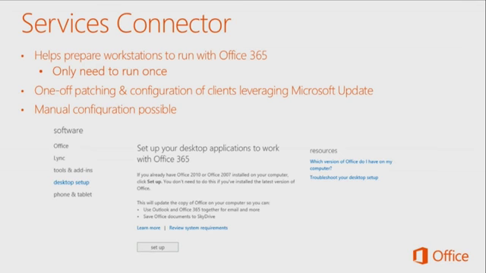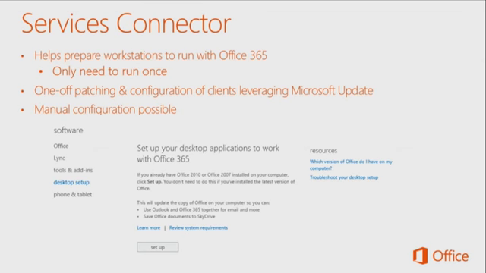So the Services Connector helps prepare the workstations to run. This is part of the desktop setup of the PCs. It only needs to run once. It does some one-off patching and configuration. When you run this tool, it's going to make sure your Outlook is up to date, that it can actually connect to Office 365 without any problems, and it's going to tell you if it can.